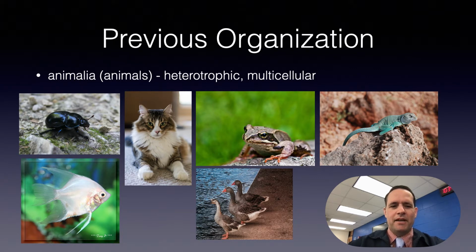Cats, of course, are mammals. Frogs are amphibians. Lizards here are reptiles. I'm just giving you a brief overview of the main types of animals. Fish are, of course, aquatic, and there are birds, for example.